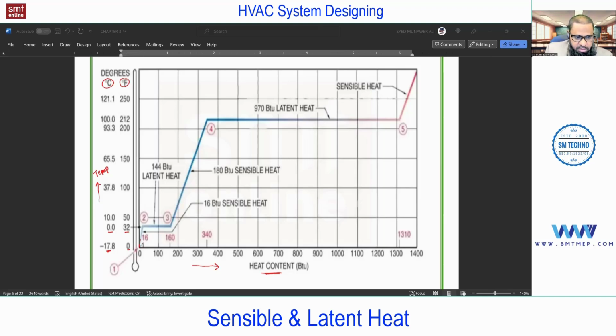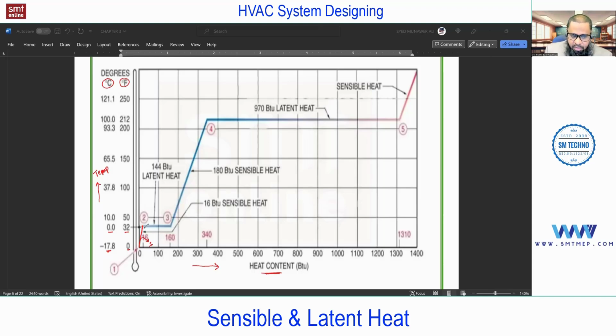Assume that I'm adding heat to this solid, nothing but ice. What will happen? Slowly the temperature increases as the heat is added, but the solid stays solid. At this point, which is the melting or freezing temperature of water, if you add more heat, what will happen? Phase change. Can I consider the earlier phase as sensible? Yes, there is no change in phase. We are adding heat and increasing the temperature, but no change in phase. But at 32 degrees Fahrenheit or 0 degree centigrade, if you add heat, the conversion process starts.